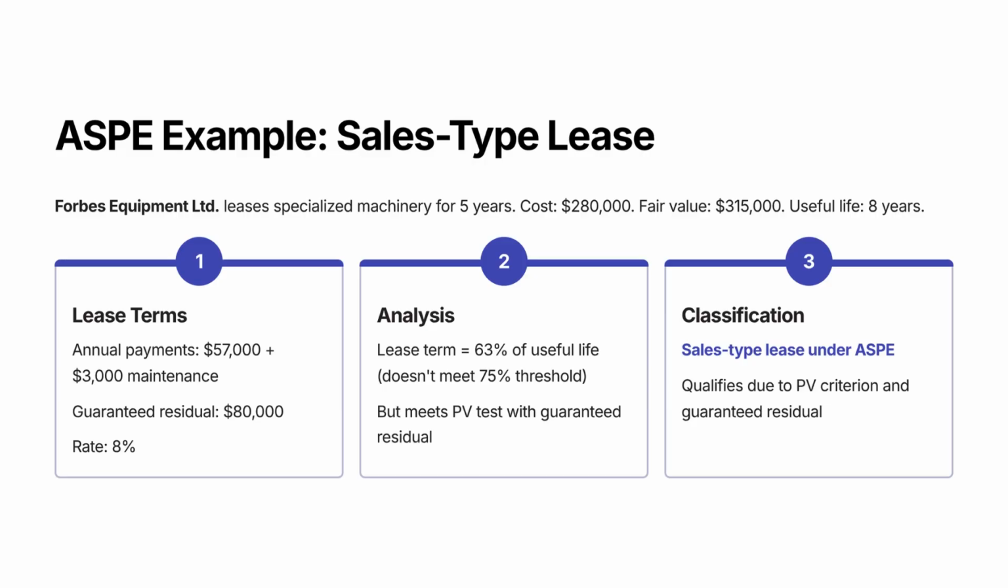Example, ASPE lease. Forbes Equipment Limited leases specialized machinery costing $280,000, fair value $315,000, for 5 years. Useful life, 8 years. Annual payments, $57,000 plus $3,000 maintenance, guaranteed residual $80,000, rate 8%. The lease term is 63% of useful life, so it doesn't meet the 75% threshold. But since it meets the PV test and residual is guaranteed, this qualifies as a sales-type lease under ASPE.